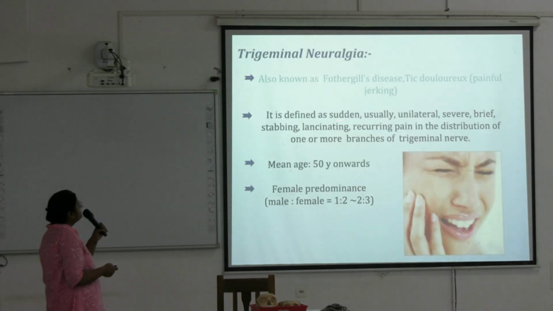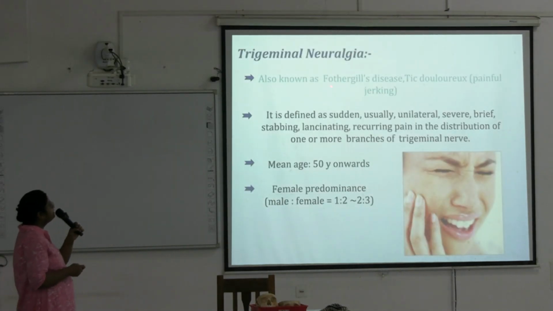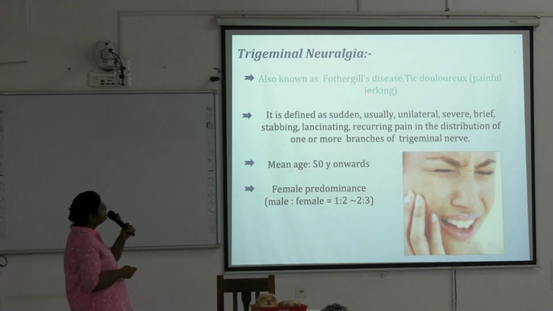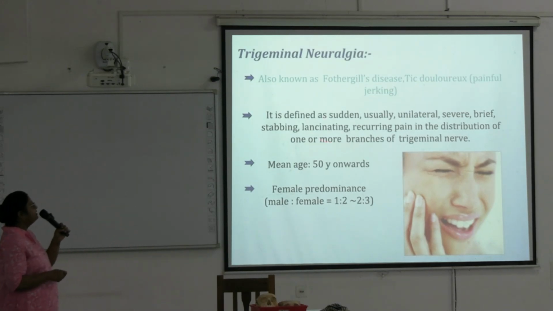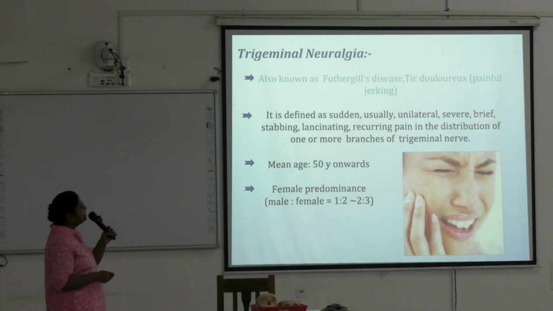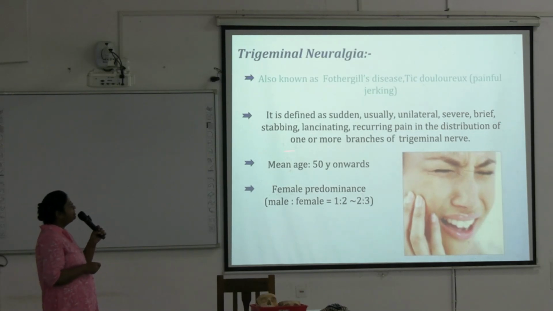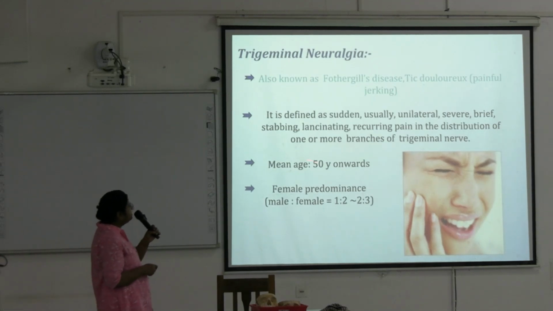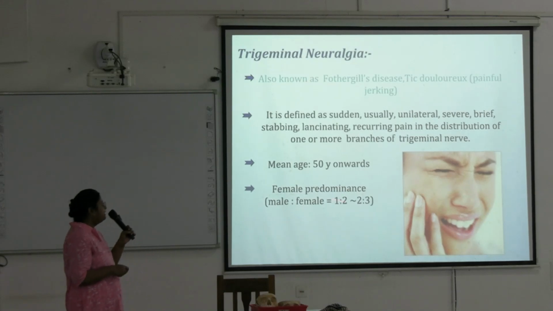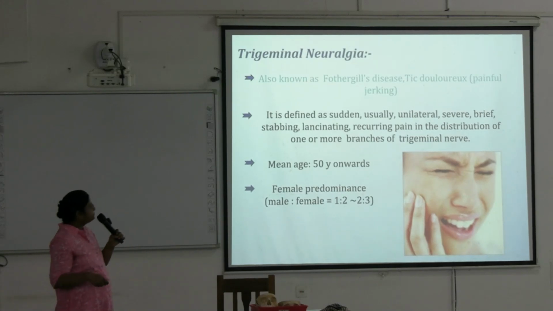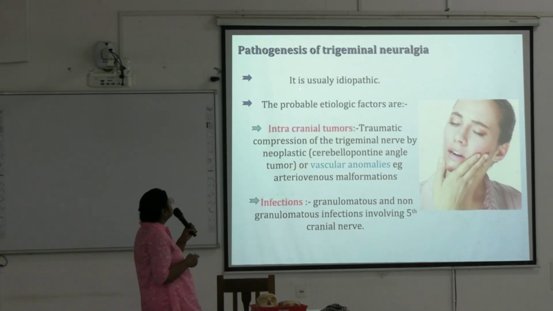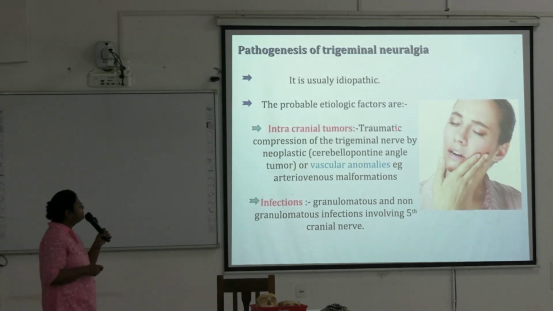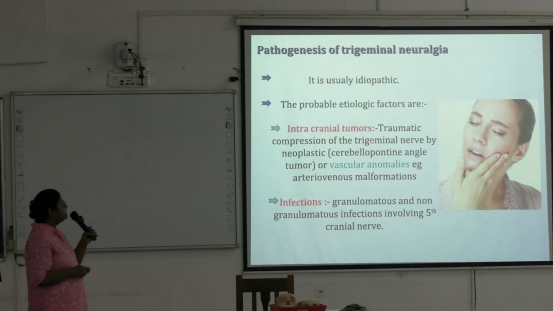Next, so trigeminal neuralgia, also known as Fothergill's disease or tic douloureux, painful jerking is there, defined as sudden, usually unilateral, severe, brief stabbing, lancinating or recurring pain in the distribution of one or more branches of the trigeminal nerve, and it generally affects 50 years onward, and female dominance is there. Next, so it is usually idiopathic, probable etiologic factors are intracranial tumors or different infections.